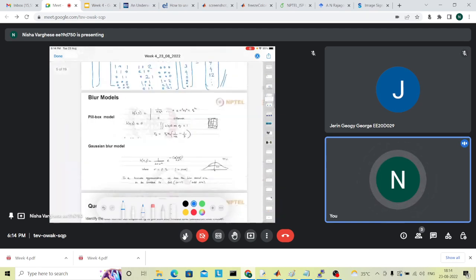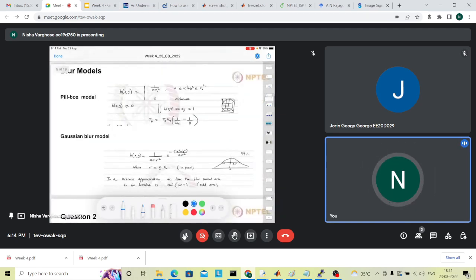So 2D convolution can be written as the product of the row vector, column vector corresponding to the input image and the impulse response corresponding to the system. But the impulse response can be written as a doubly block circular matrix. Then only we can write it as a matrix multiplication. Then the topic is blur models.